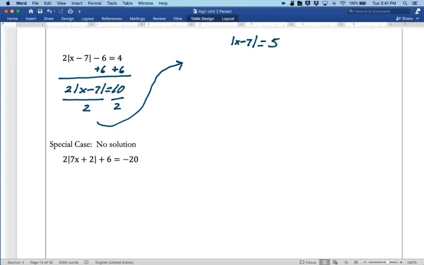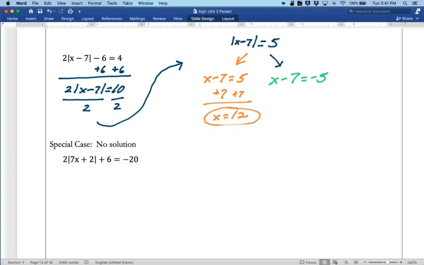Now, I can't distribute the 2 through the absolute value, so I have to do it in those steps. Splitting it up, x minus 7 equals 5 is one equation. And the other equation, x minus 7 equals negative 5. So I've removed the absolute values. I'm going to add 7 to both sides on the first one to get x is equal to 12. And do the same thing on the right side and get 2 and 12.